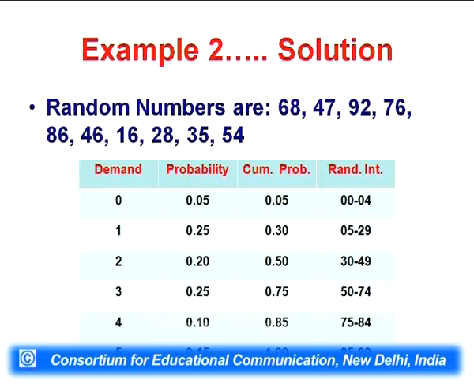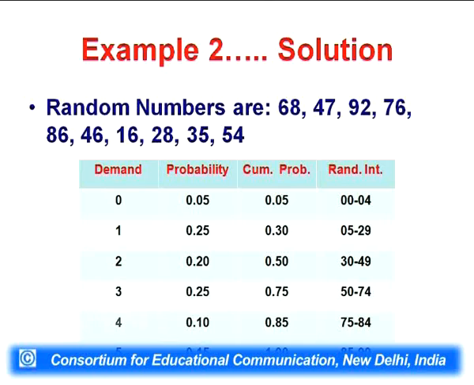It is one less than the cumulative probability, starting with 0 to 4 as the first random number interval. Next is 5 to 29. Next one is 30 to 49. Next is 50 to 74, 75 to 84 and finally 85 to 99. Now we'll see the random numbers.